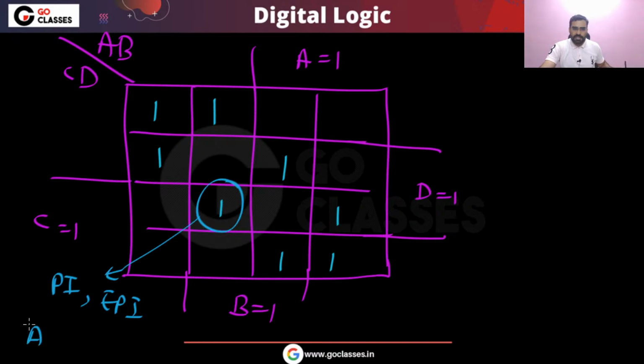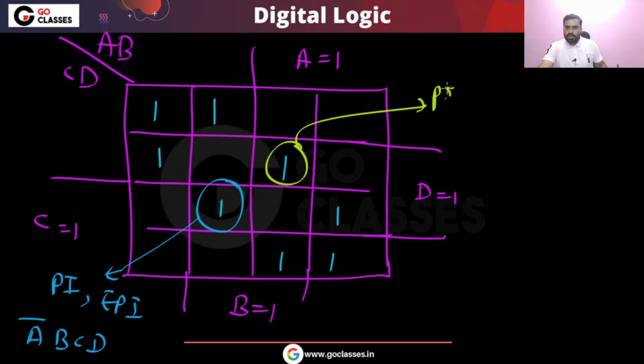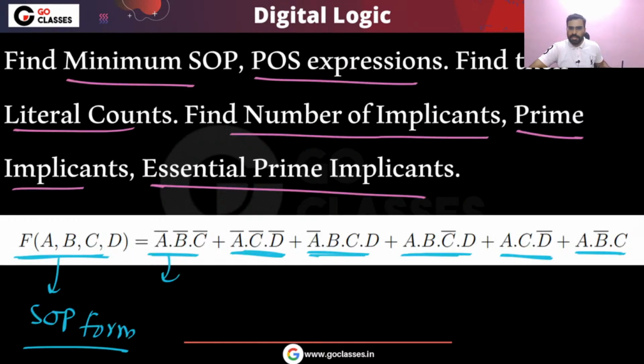And what is this? This is A bar BCD. Next, this is also PI, this is EPI also. And what is this? This is your A, B, C bar D.